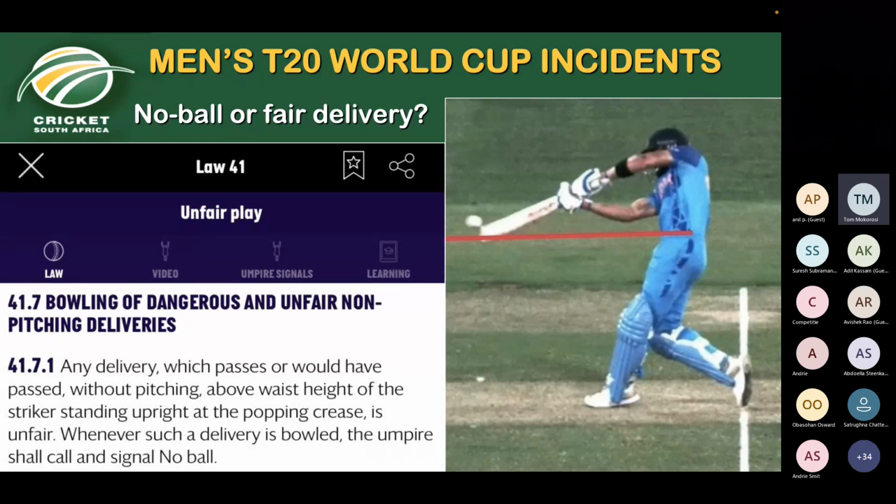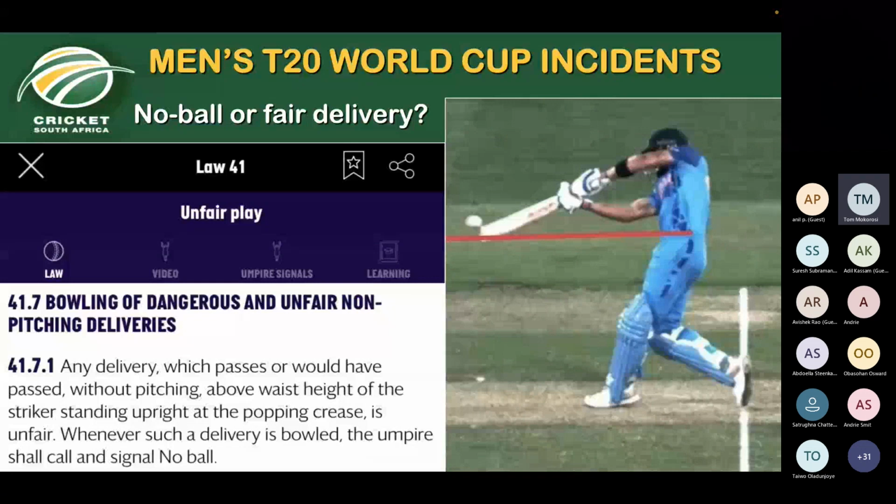The other question is, was the ball dipping? When it's a fast ball from a fast bowler, then the likelihood is that the ball would not have dipped in the 2 or 1.5 meters that it still had to go before it got to the popping crease. So I believe the correct decision was made, and no ball was called.